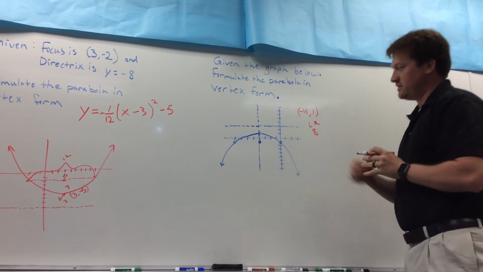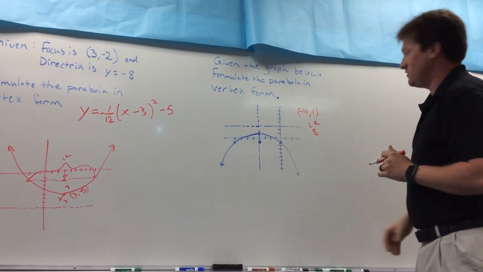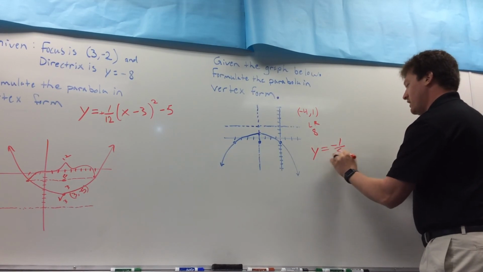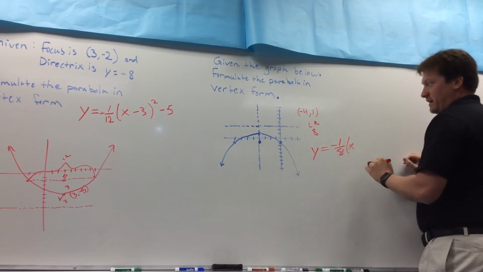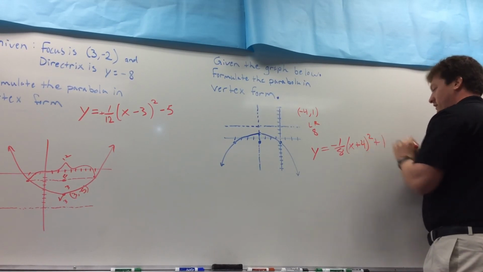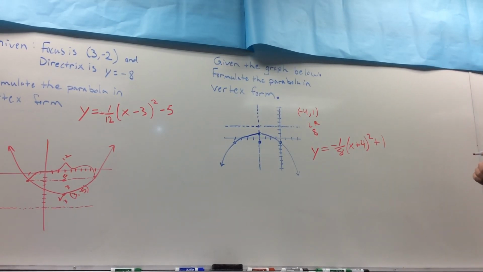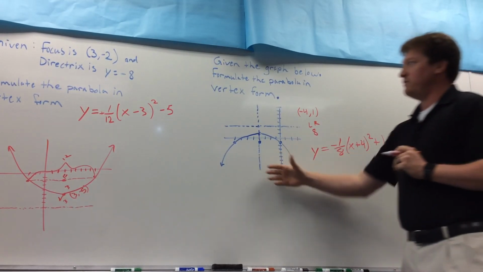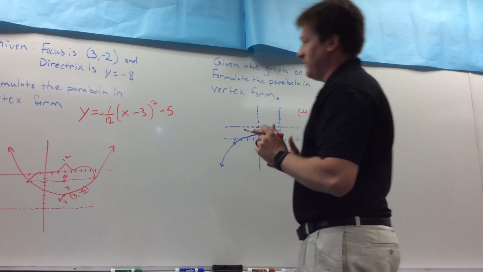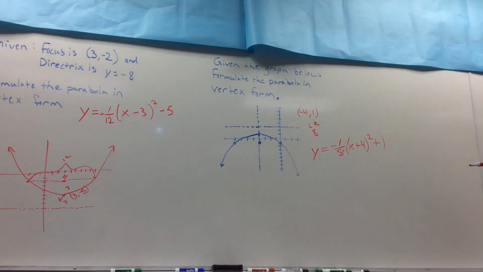Then I have to figure out, does this thing open up or down? It opens down. So my equation is y equals -1/8 (x + 4) squared plus 1. And that's how you find the equation based off of the graph, and how you find the equation based off of just information without a graph, where you have to create one. That takes care of our warm-up for today.